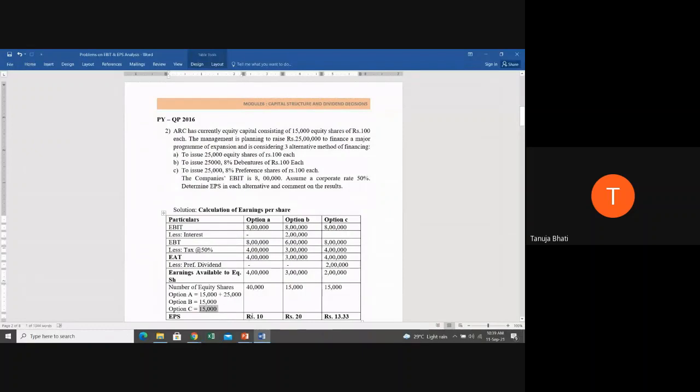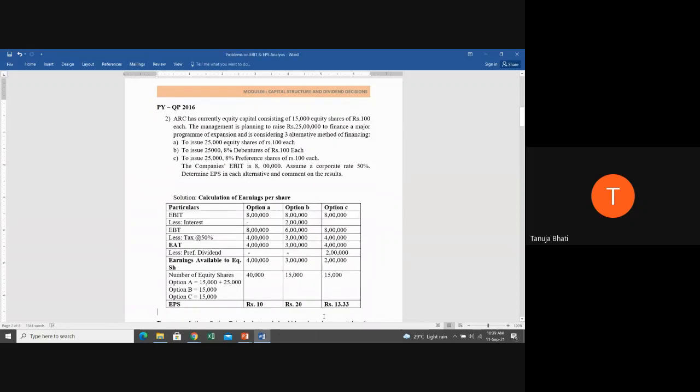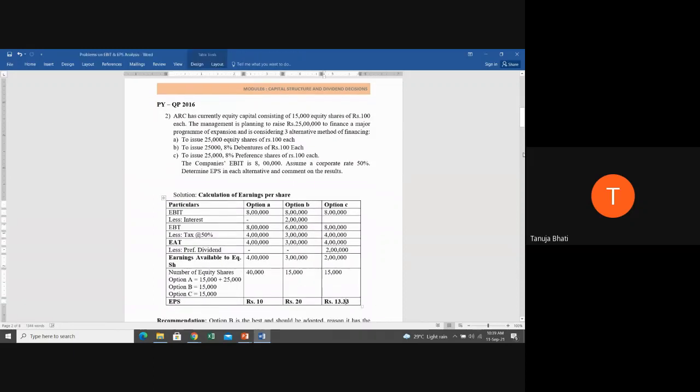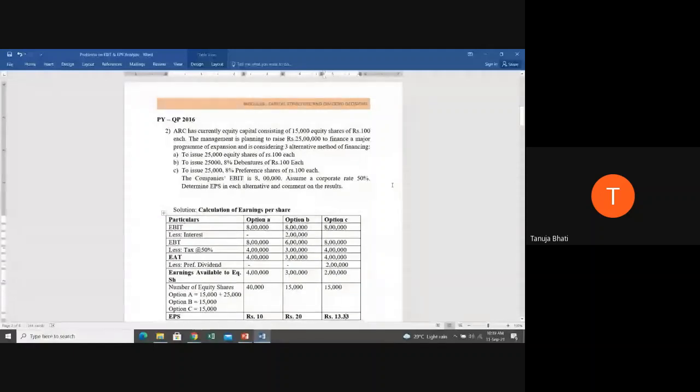How do we calculate EPS? 4 lakh divided by 40,000. For option B, 3 lakh divided by 15,000. For option C, 2 lakh divided by 15,000. We got rupees 10, rupees 20, rupees 13.33. Can you all tell me which financial plan or which capital structure should the company opt for?